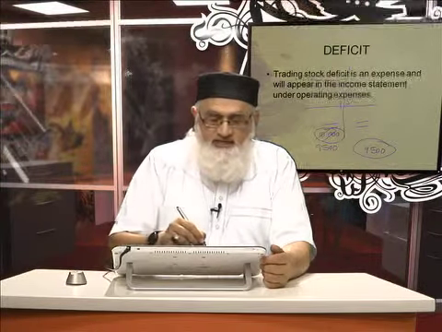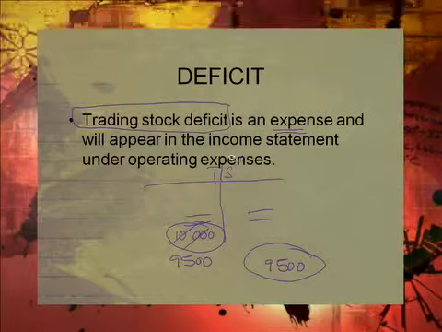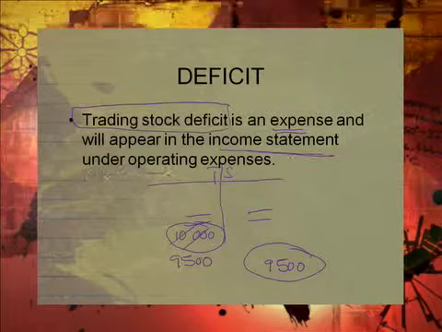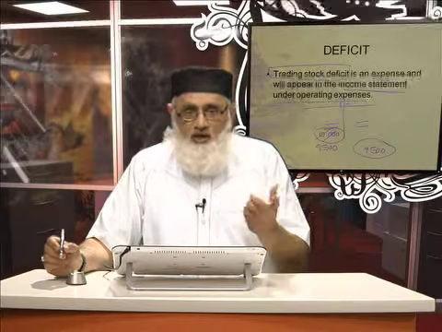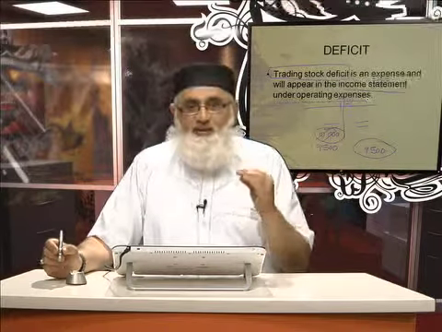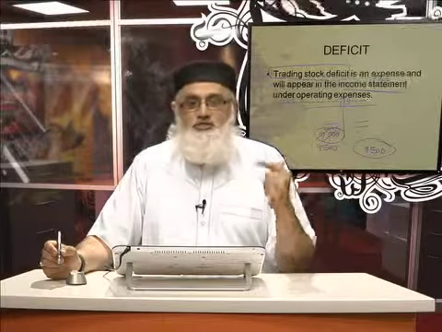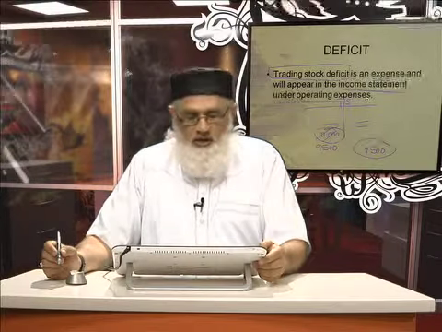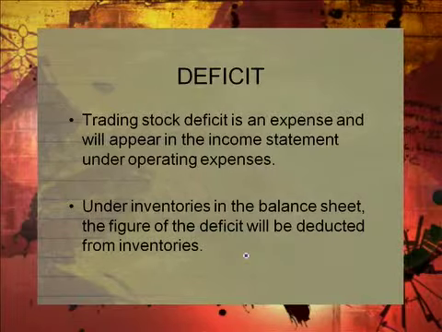Trading stock deficit, as I alluded to early on, is an expense, and it will appear in the income statement under operating expenses. Please remember that. Okay? Once again, to recap the double entry, it's a debit to trading stock deficit and a credit to my trading stock. Okay, now, under inventories in your balance sheet, the deficit will be deducted from your inventories and you will show the amount as per physical stock count.